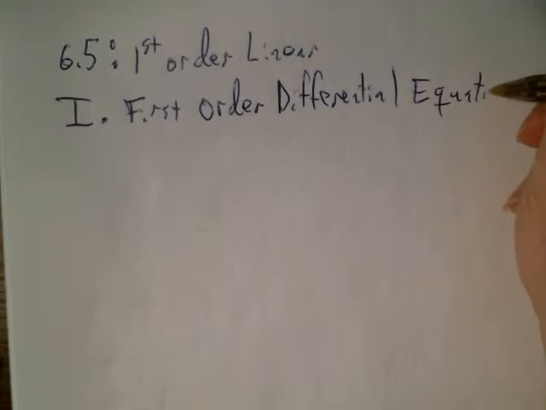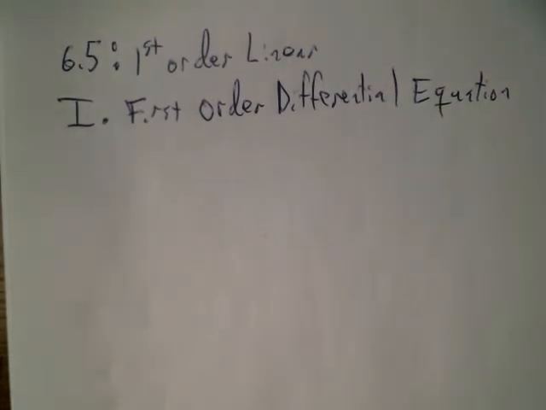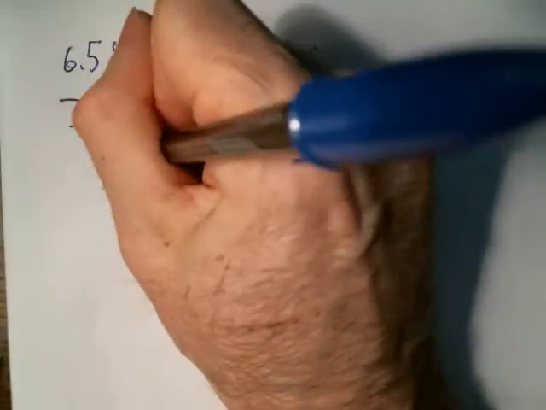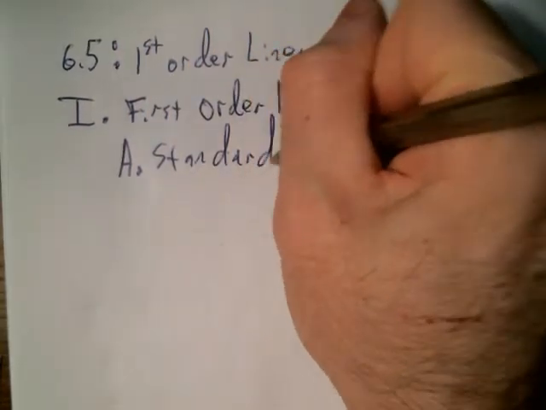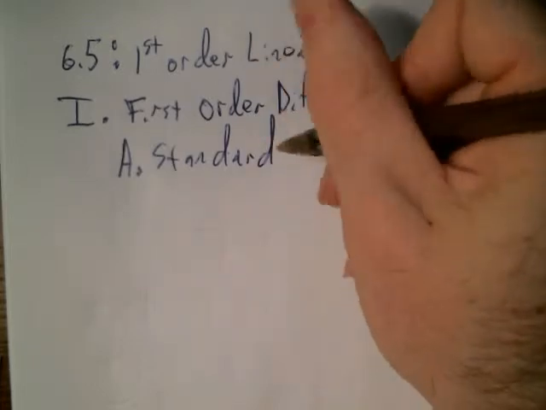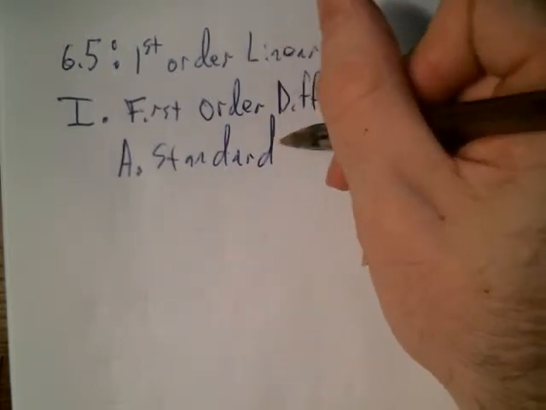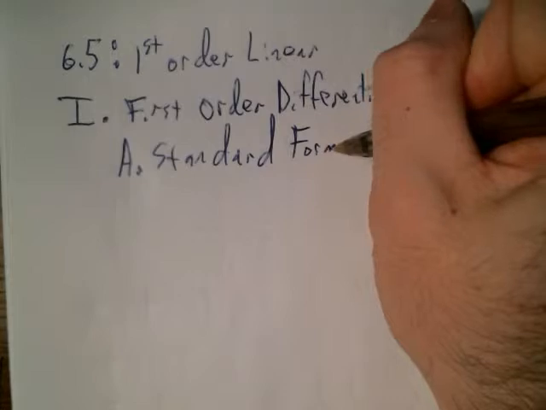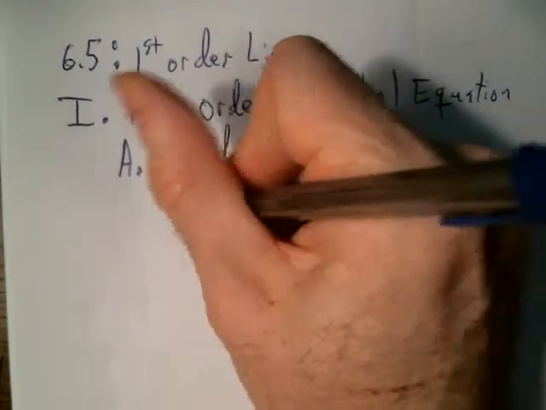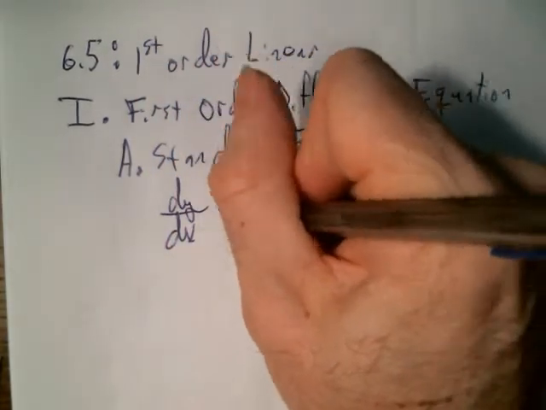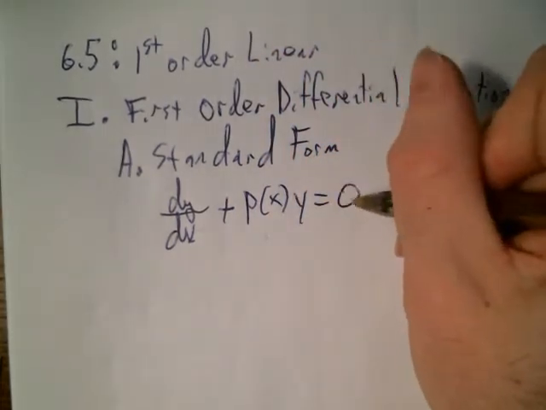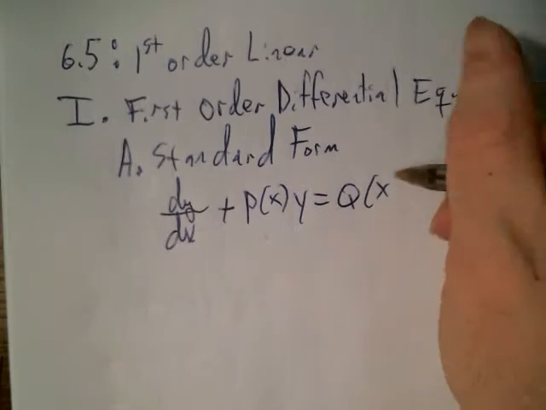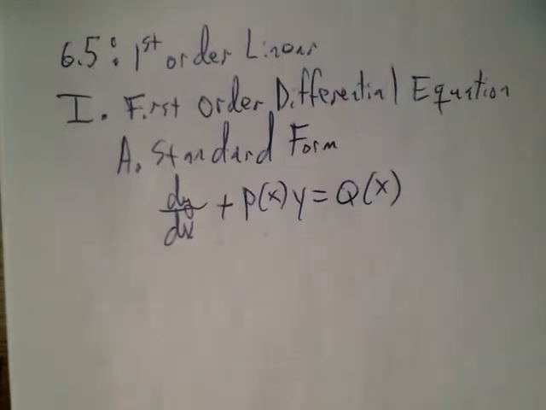Okay, first you want to identify the form, and there's a standard form upon which we define the process that we use to solve the differential equation. So the standard form, what does that look like? It'll look like this: dy with respect to dx plus some function p of x times y equals some other function of x. Okay, so there it is.